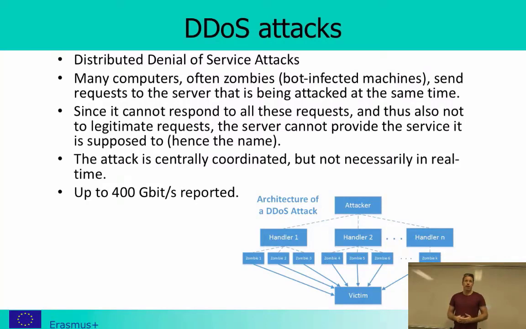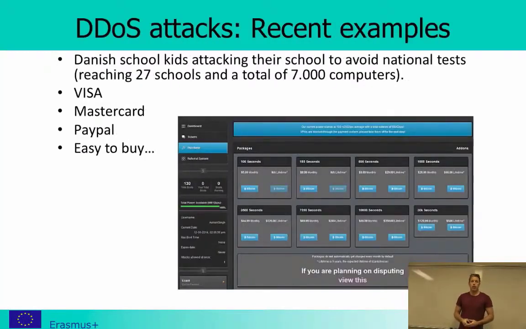This can be quite heavy, so it can be between 50 and 100 gigabits per second, but you can see reports of attacks with up to 400 gigabit of data per second, so that's really a large amount of data. In the figure here you can also see a sketch of how it can be done. So you have the attacker, who is standing behind it all, who through a number of handlers is taking control of all the zombies who are then attacking the victim at the same time. There are a couple of recent examples.